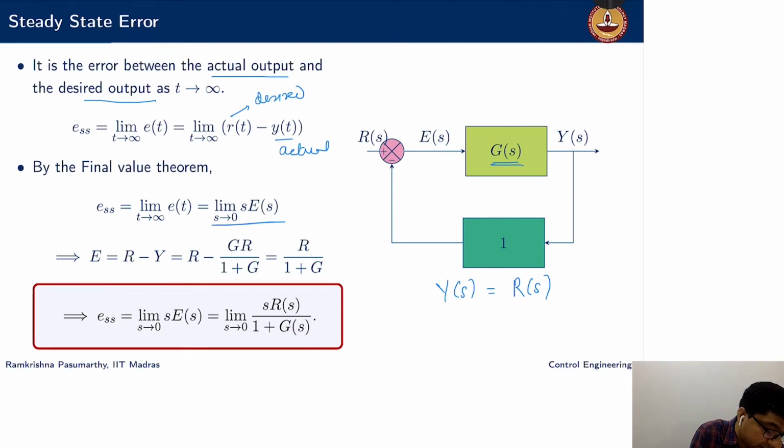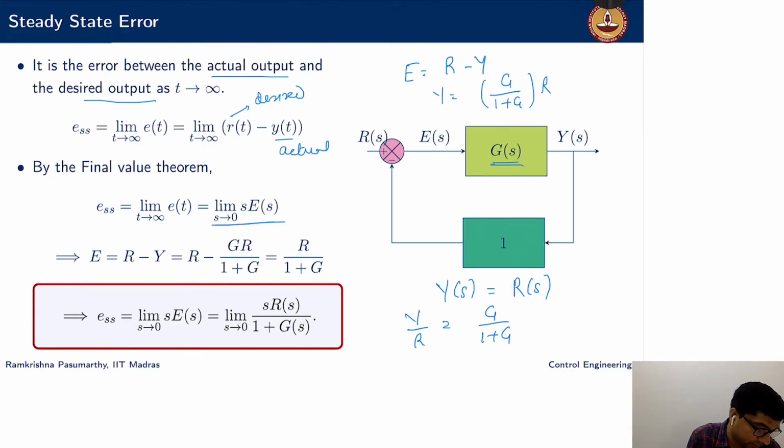So this error in this block diagram comes as a result of E equal to R minus Y. What is Y? So Y over R is G over 1 plus G. Okay, and therefore Y will now be equal to G over 1 plus G times R. A couple of simple manipulations. So I have now my error is related to the reference and the transfer function via this expression, E equal to R by 1 plus G.